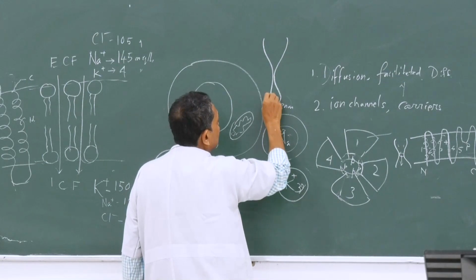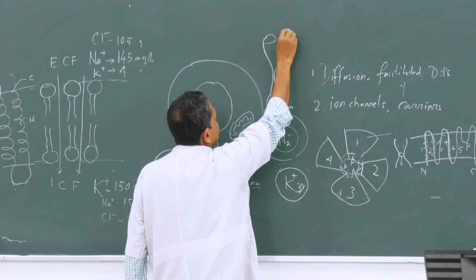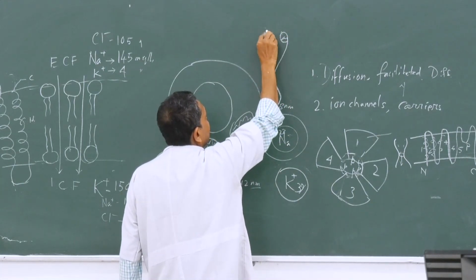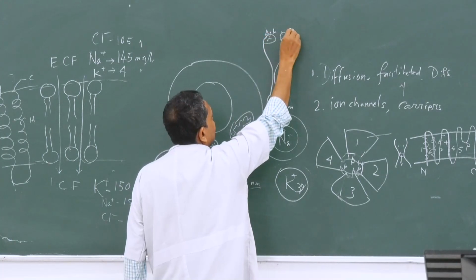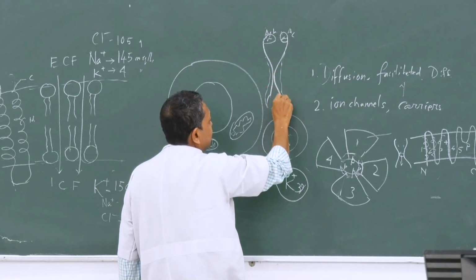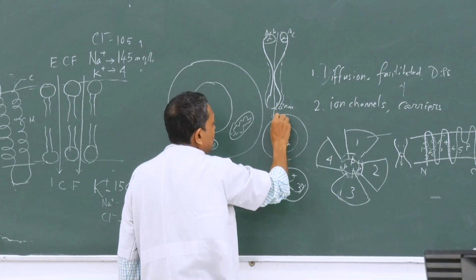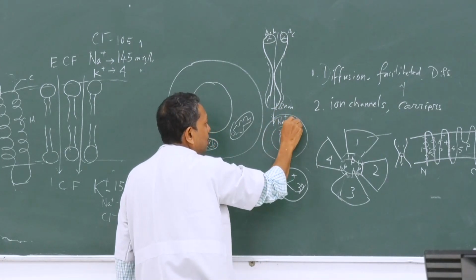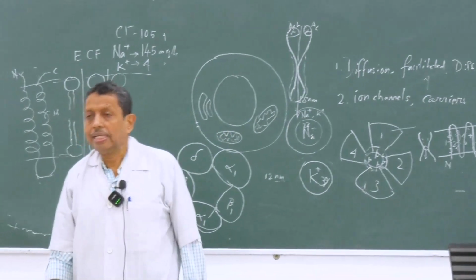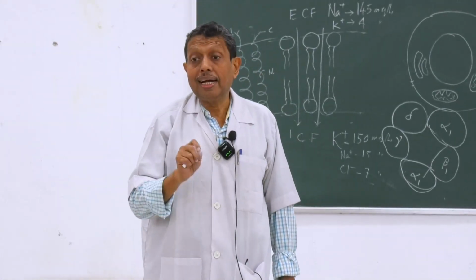Normally the channel is closed. But when acetylcholine binds with the alpha units, there is a conformational change and opening, and sodium enters through this, and potassium, and then it becomes open for a short time. This is a typical example of a ligand gated channel.